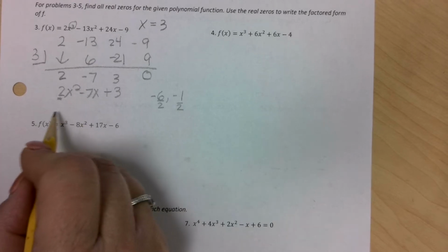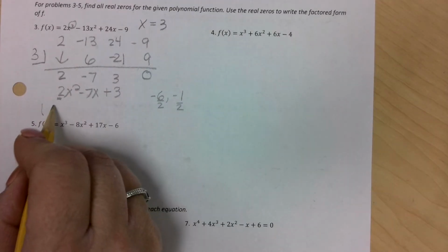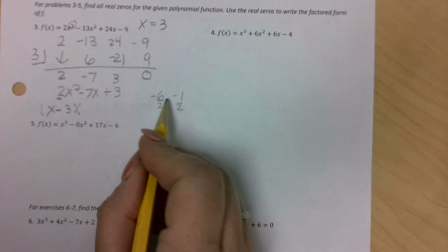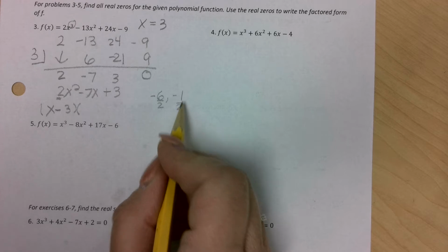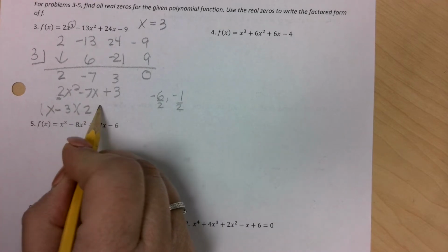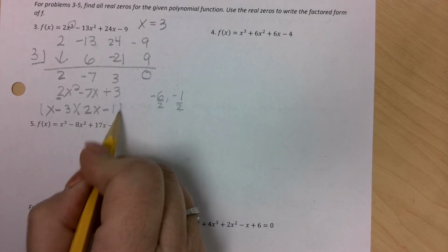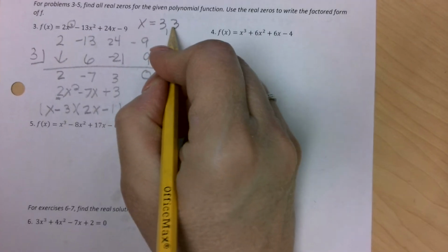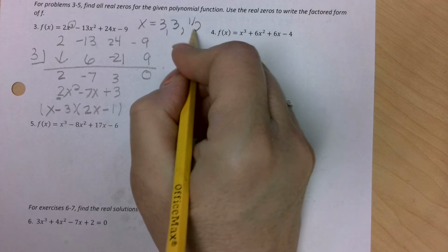So we know that we have factors of x minus 3. And because 6 divided by 2 is 3, we can't divide here, so we kick the 2 in front, and we get 2x minus 1. So our solutions are 3, we have a second 3, and we have 1/2.